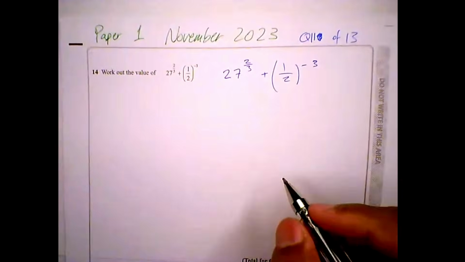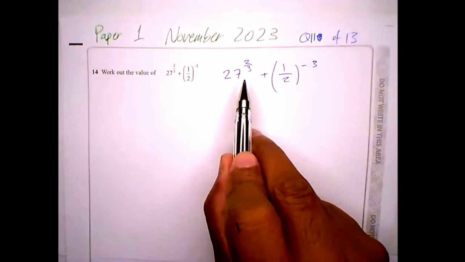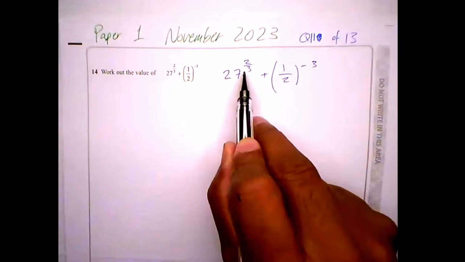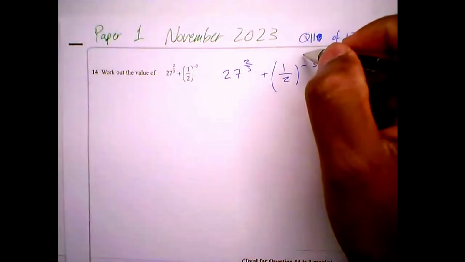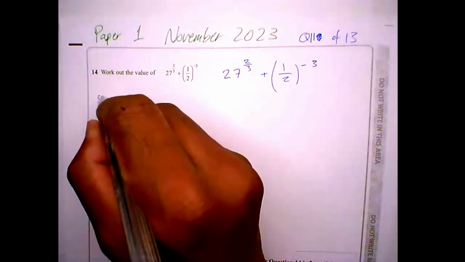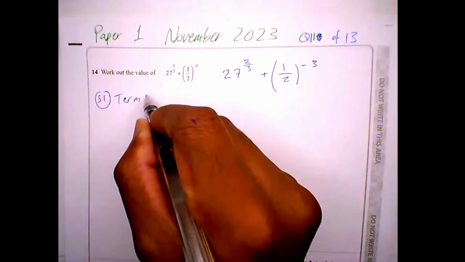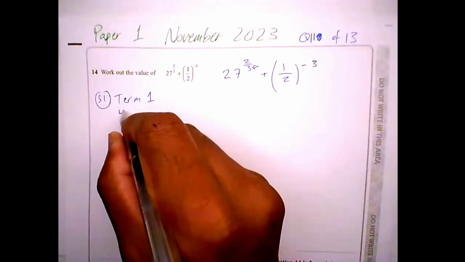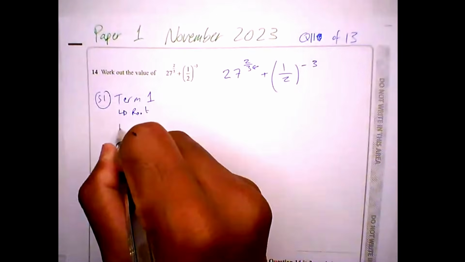So similar to before, we can work out the first term here, and then we've got the second term here. Now with this second term, there's a negative here. So let me break it into steps if you like. So step 1 is term 1. And the term 1, this is my subset if you like. It's the root and then a power.